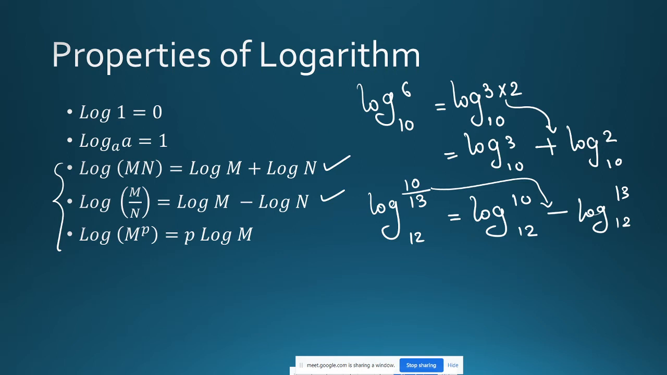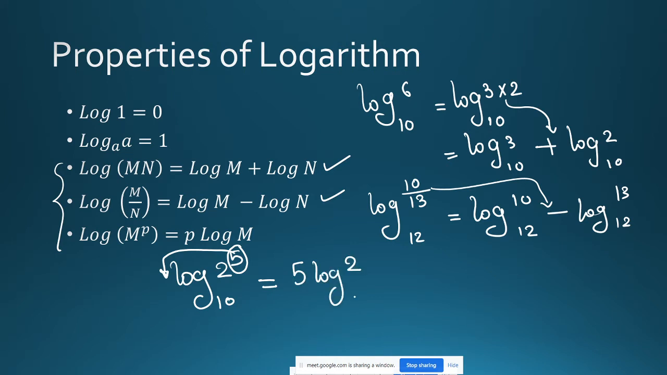There comes the last and the most important property of log: whatever is the power becomes the multiplier. For an example, suppose I want to find log of 2 to the power 5 to the base 10. What I can do is, whatever is the power will come in the place of the multiplication. Power comes ahead. So it is 5 log 2 to the base 10. Right? The power comes ahead. This is the thing with the last property.